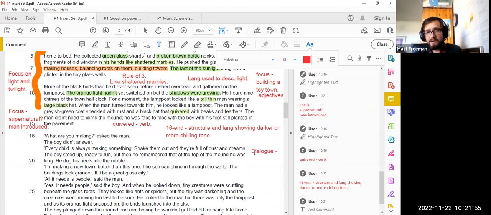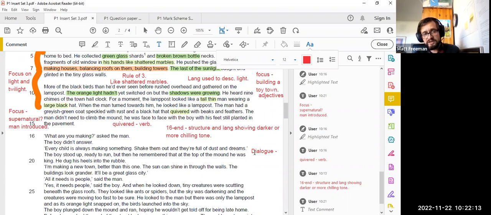Now, I need to think about why this focus has shifted. Why have we now suddenly got this dialogue between the man and the boy? Okay. So dialogue. So what's it doing to move the plot forward?